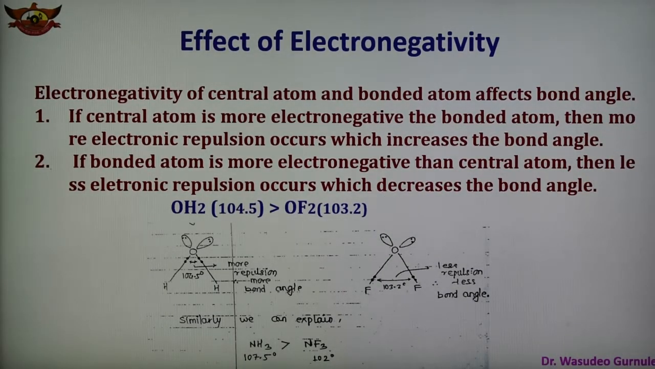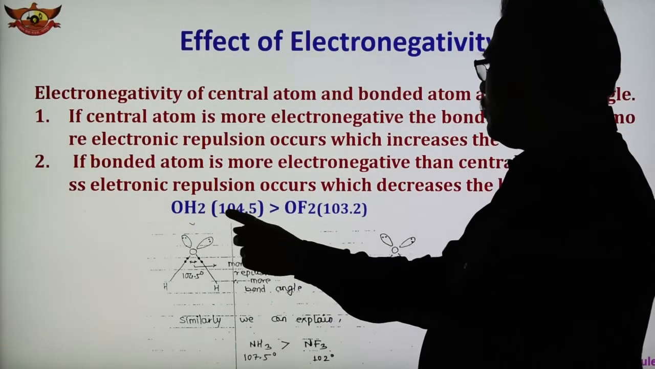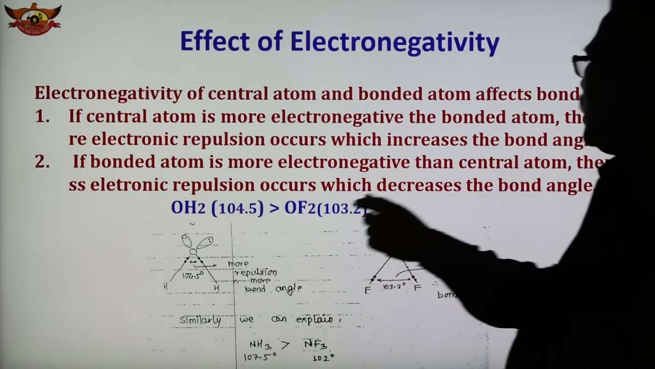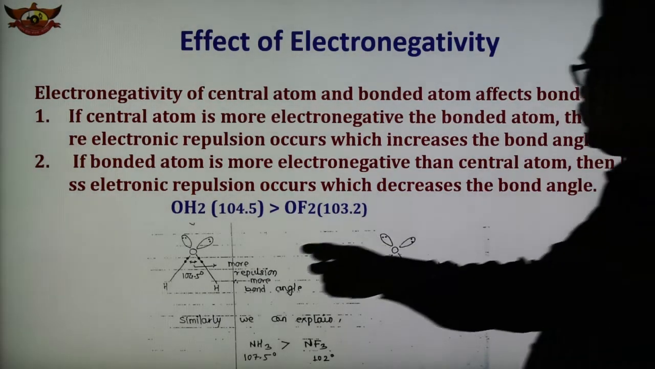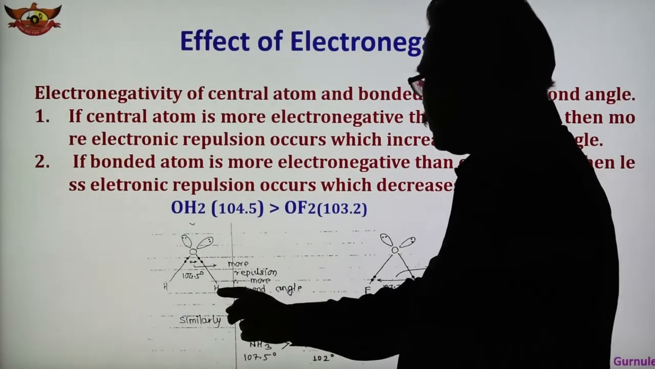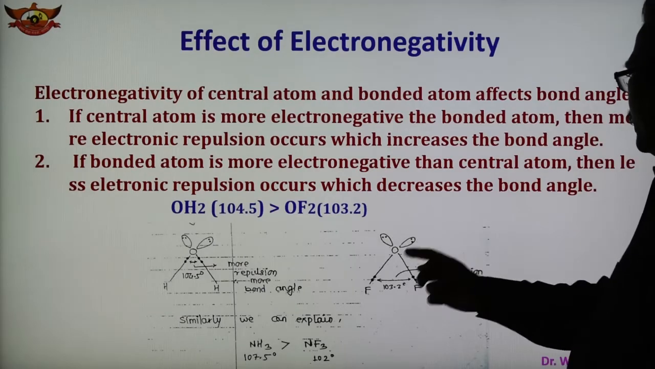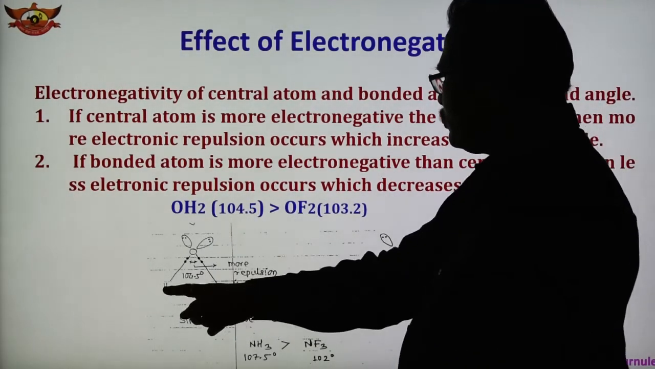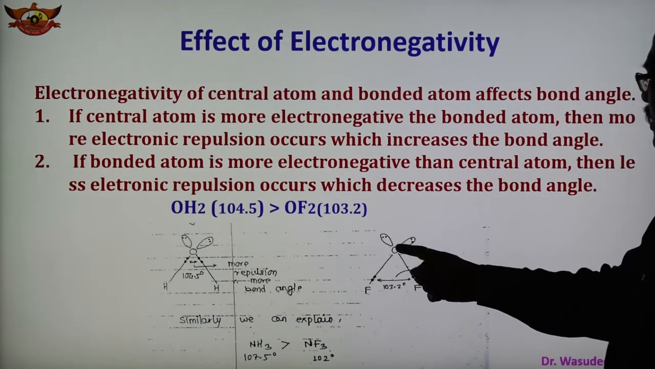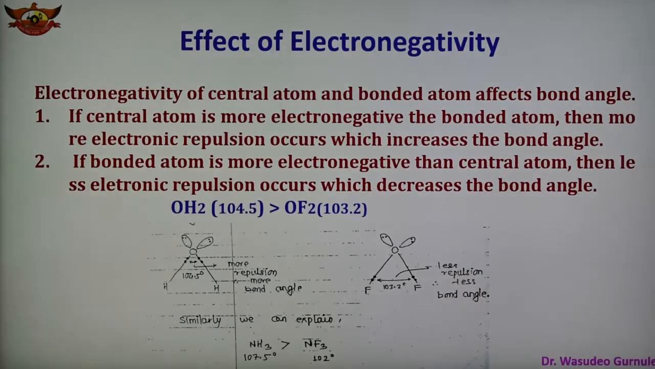A well-known example of these two points is shown here. OH2 has a bond angle of 104.5 degrees and OF2 has 103.2 degrees. The structure of OH2 has two lone pairs, and OF2 also has two lone pairs. In OH2, the central atom oxygen is more electronegative than the bonded atom. In OF2, the bonded atoms are more electronegative than the central atom. Both examples are shown here.